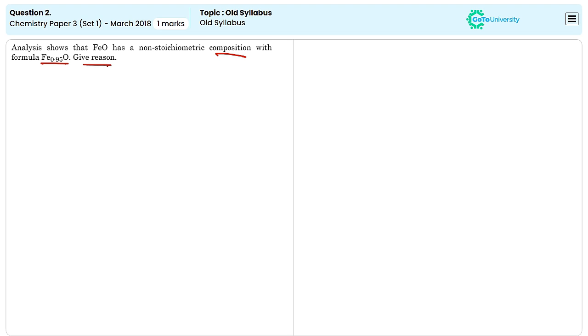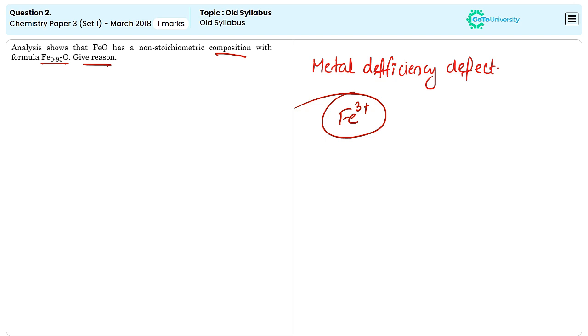The deviation from the ideal ratio of iron to oxygen occurs due to metal deficiency defect. Some of the iron atoms in iron oxide can exist as Fe3+ ions instead of Fe2+ ions. To maintain electrical neutrality, when Fe2+ is replaced by Fe3+, fewer iron atoms are present in the lattice and it creates iron vacancies.